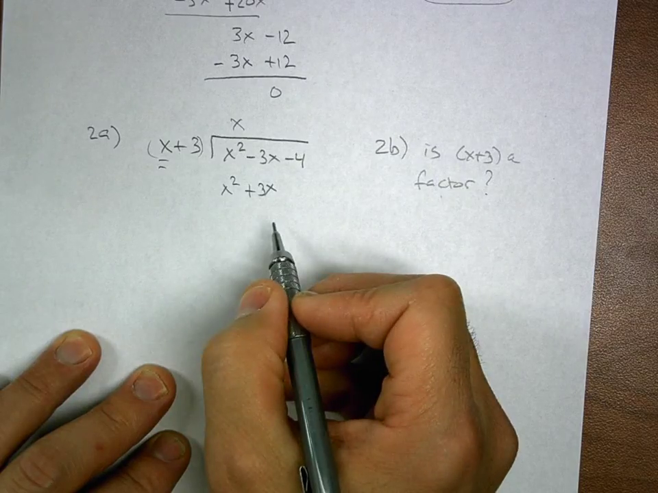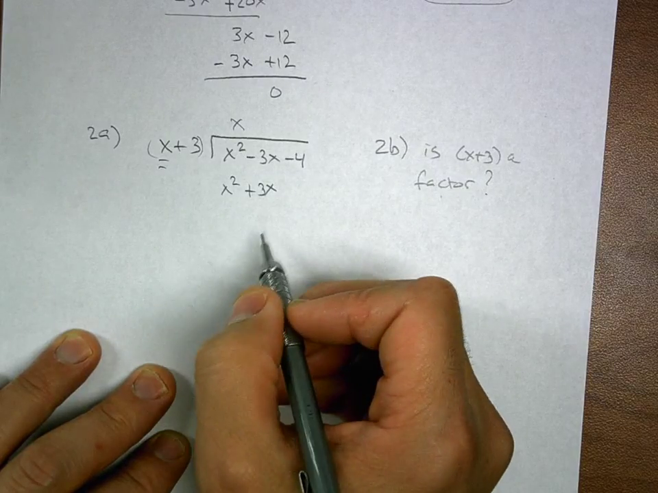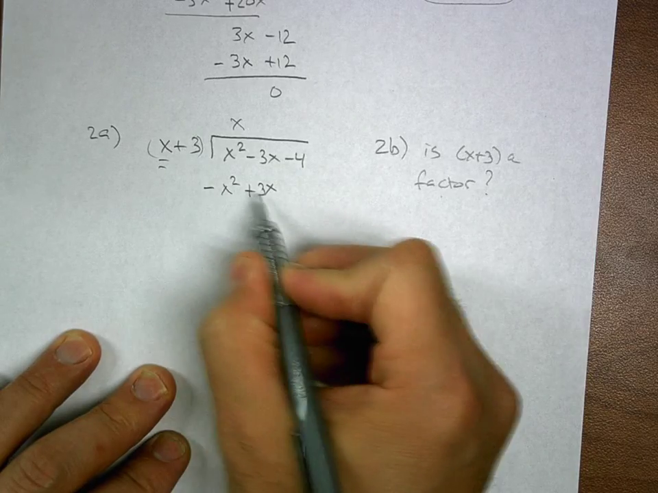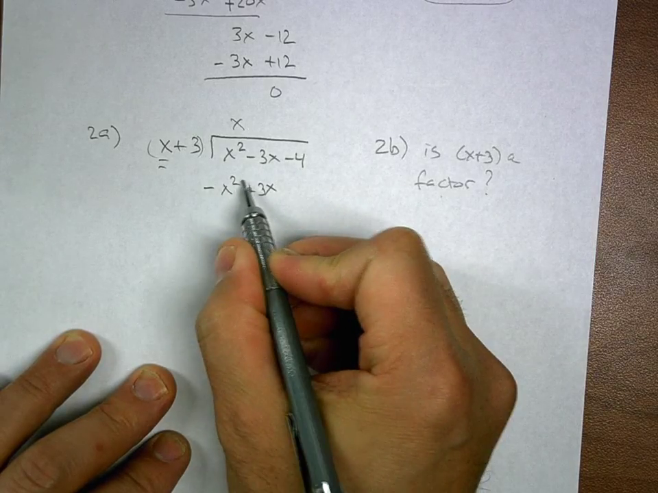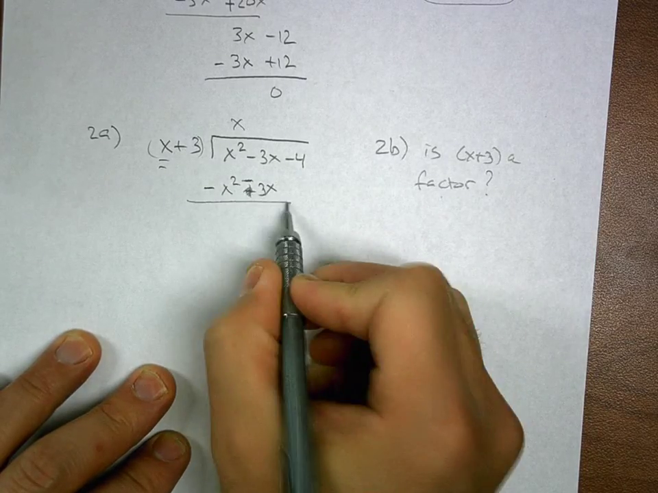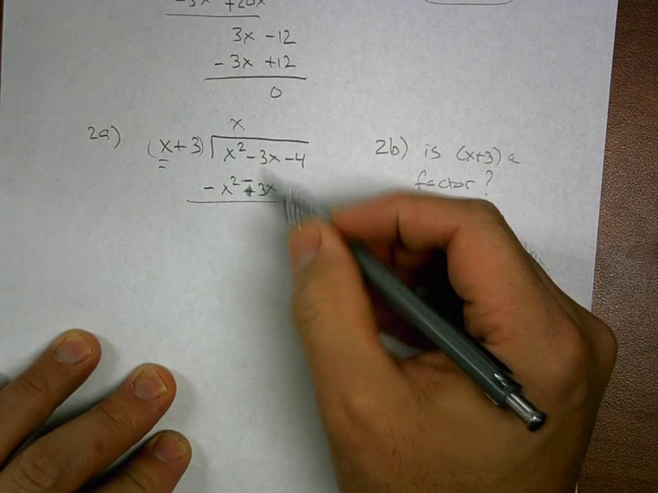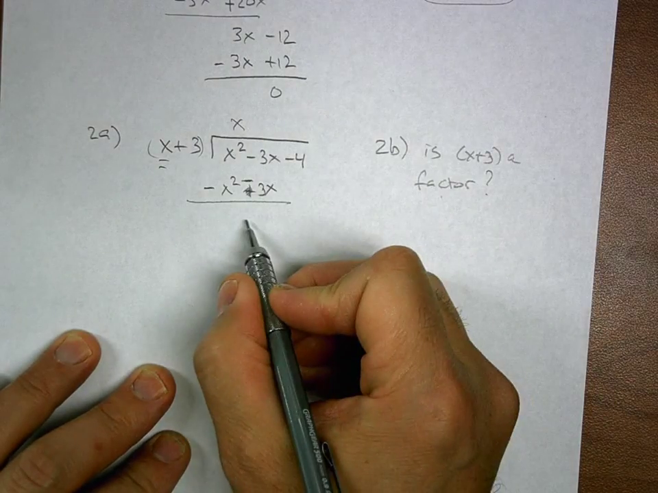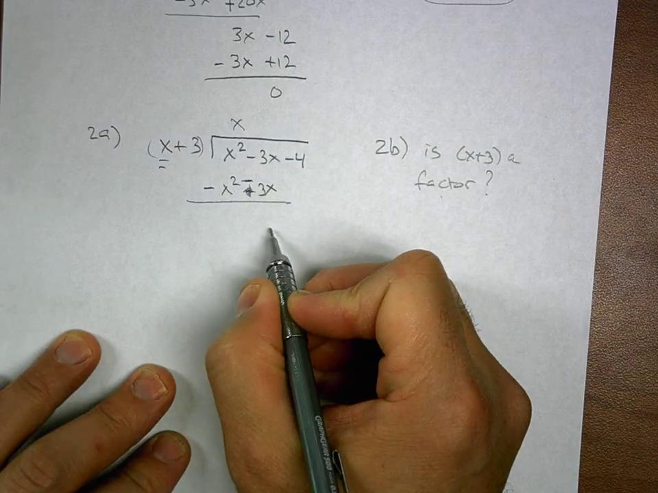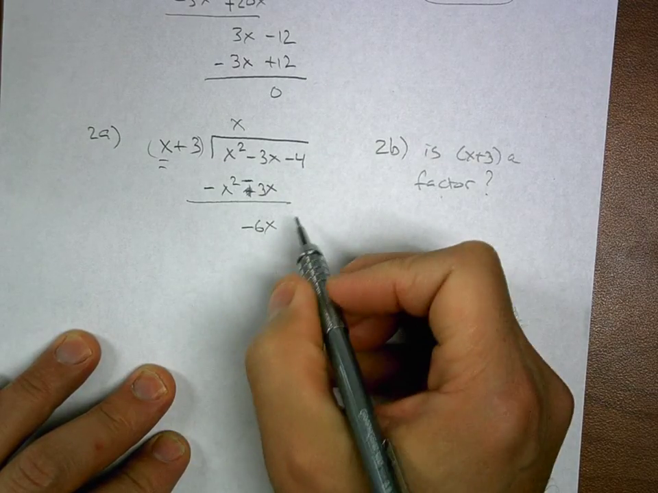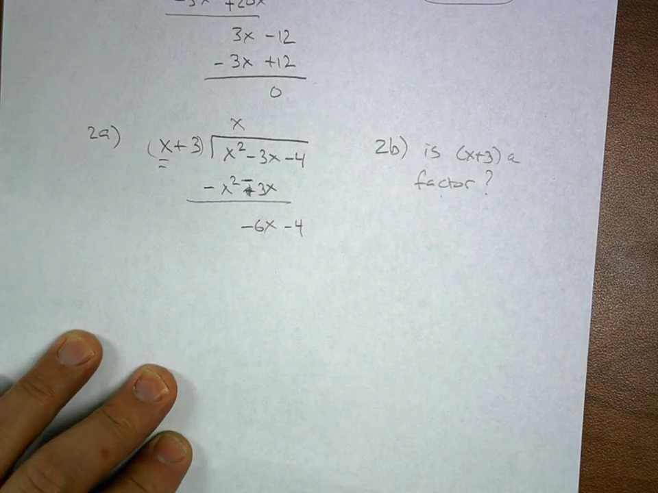Now we subtract, but the way we're going to subtract is we're going to change the signs and add. So this becomes minus. This becomes minus right there. And then we add. All right, so what do we get? Negative 6x, and that's gone. And we bring down the minus 4. There we go.